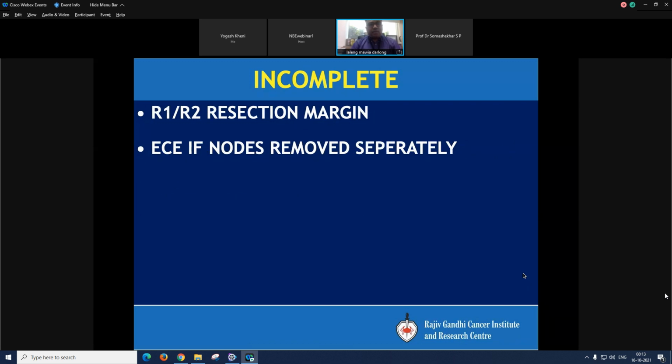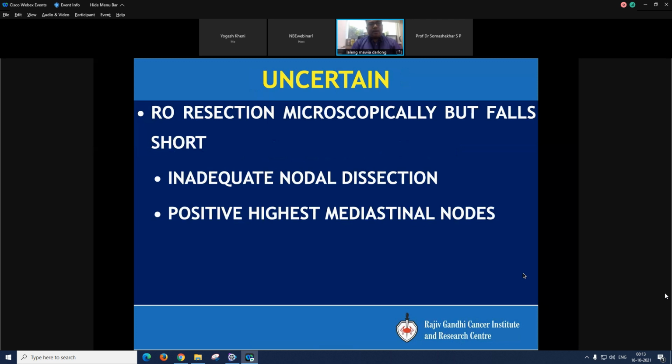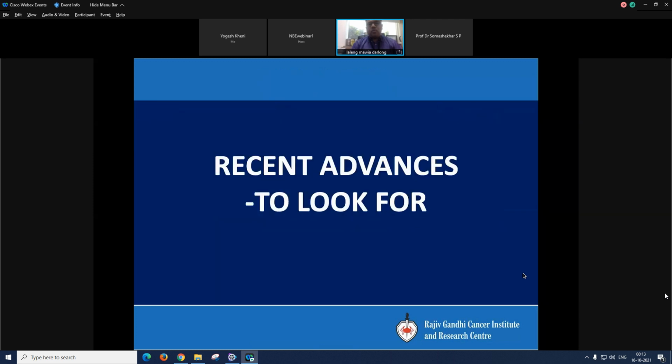Incomplete if it is an R1 or R2 resection of the margin. EC, extracapsular extension, is positive if nodes are removed separately. Uncertain: you've got an R0 resection microscopically but fall short somewhere in terms of inadequate nodal dissection or a positive mediastinal node. I will now go into the recent advances that we have all been waiting for and what is currently going on.